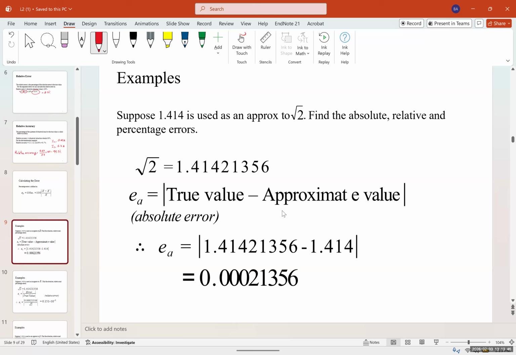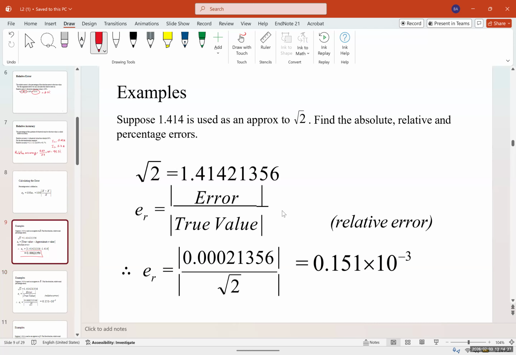Suppose 1.41414 is used as an approximate to the square root of 2. Find the absolute, relative, and percentage error. So the square root of 2, the true value, is 1.4142136. So the absolute error is going to be equal to the true value minus the approximate value, which gives us 0.000021356.